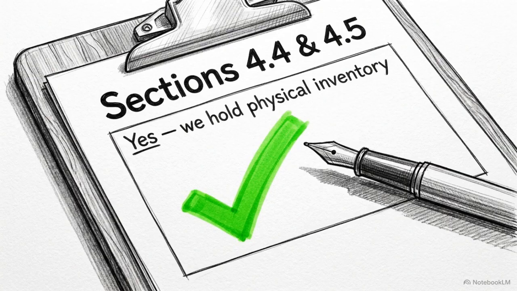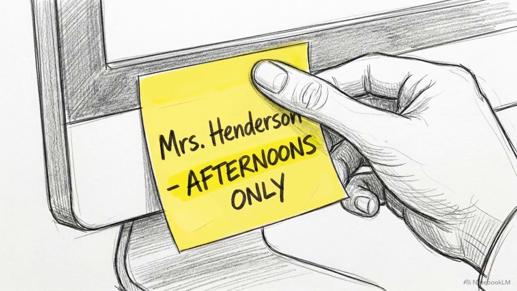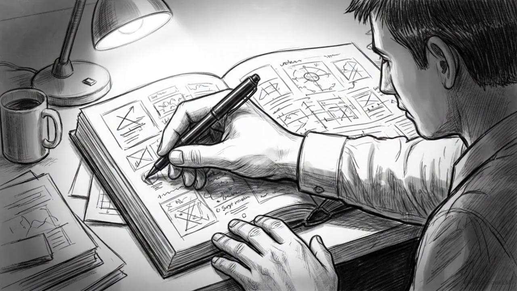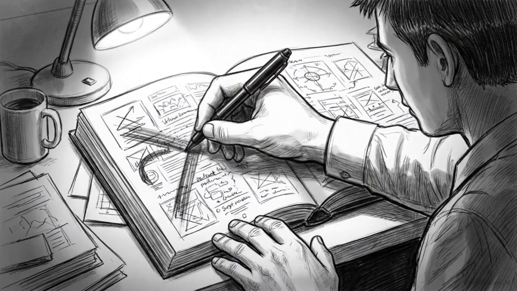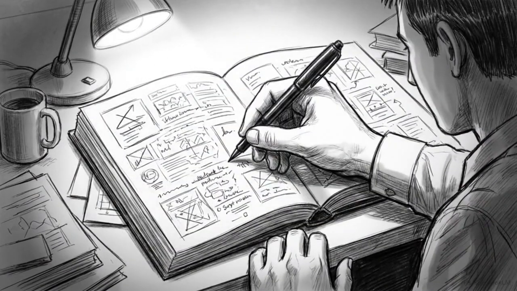If you do hold inventory or dispatch workers, proceed through the exercises. Record your top vendor lead times, identify your seasonal demand patterns, and document the unwritten constraint rules your dispatchers use. Ruthlessly skipping irrelevant modules prevents operational bloat. It keeps your playbook tightly focused only on the systems that actually drive your business.